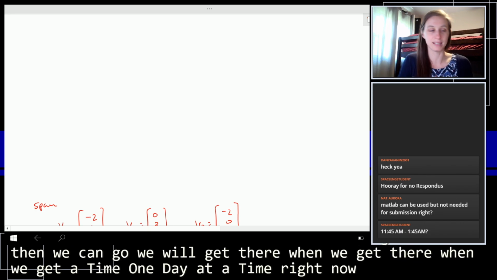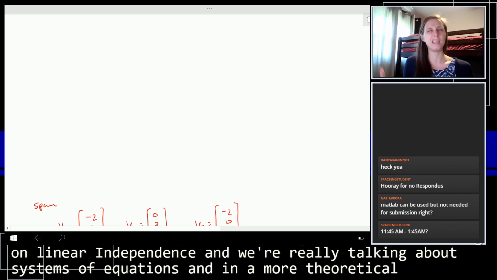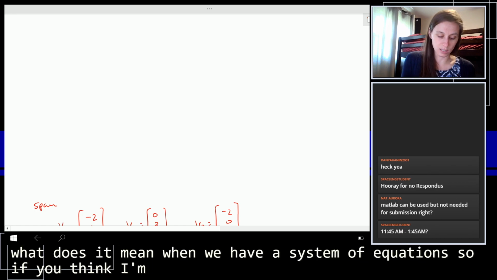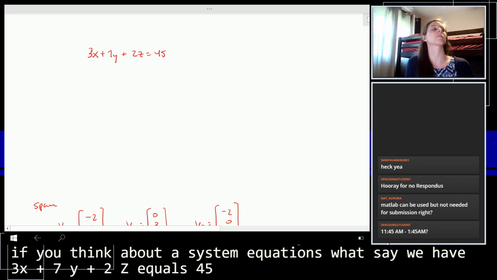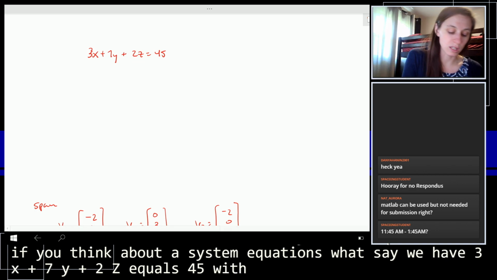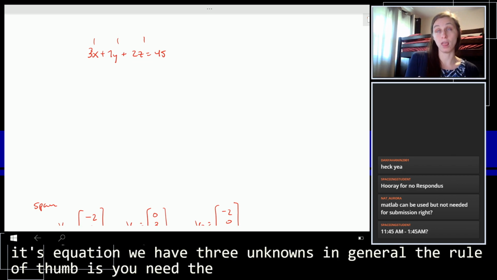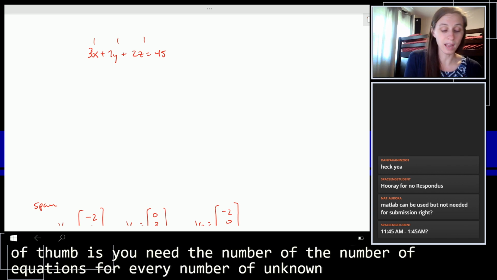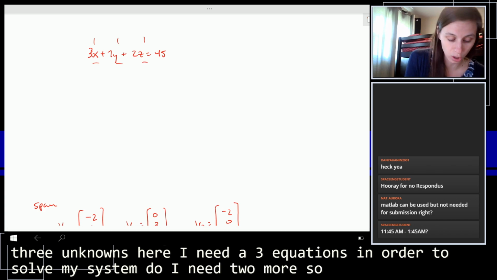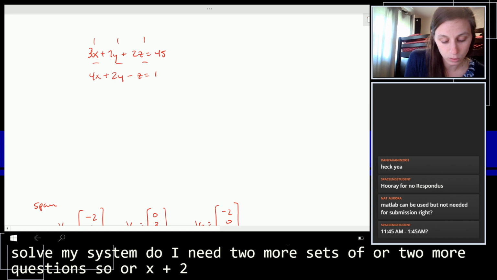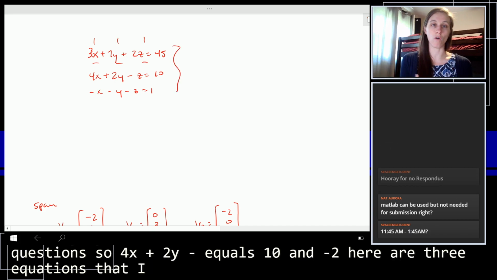Right now, we're focusing on linear independence. When we're talking about this set of material, we're really talking about systems of equations in a more theoretical sense. What does it mean when we have a system of equations? Let's say we have 3x plus 7y plus 2z equals 45. In this equation we have 3 unknowns. The rule of thumb is you need as many equations as unknowns. So with 3 unknowns, I need 3 equations to solve my system. So I need 2 more equations: 4x plus 2y minus z equals 10, and negative x minus y minus z equals 1. Here are 3 equations that I can use to solve for my 3 unknowns.